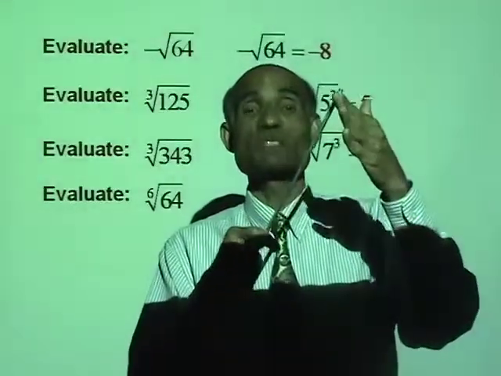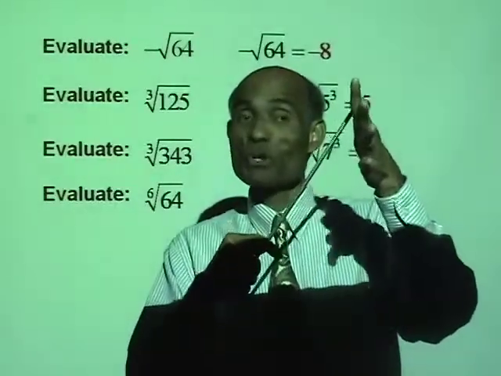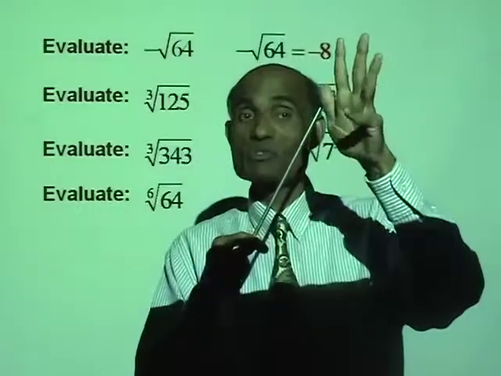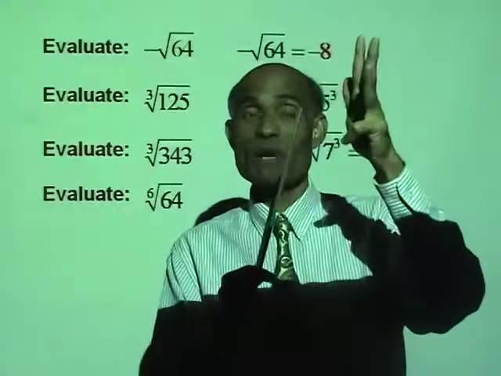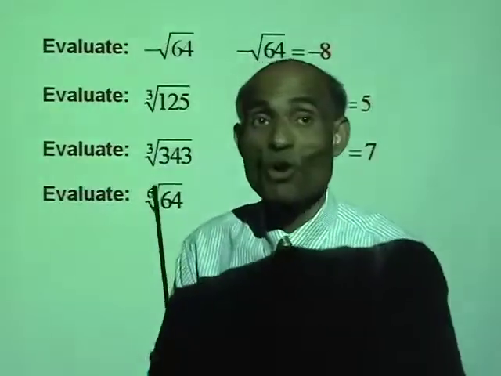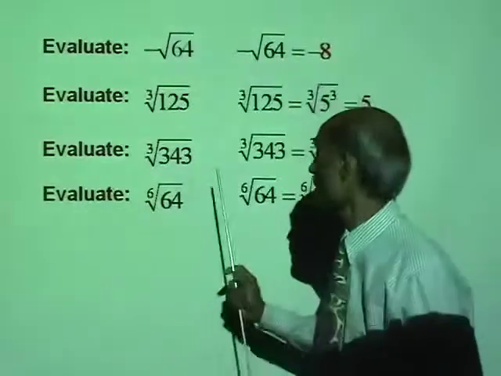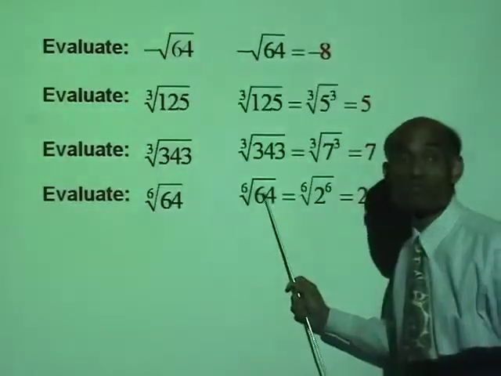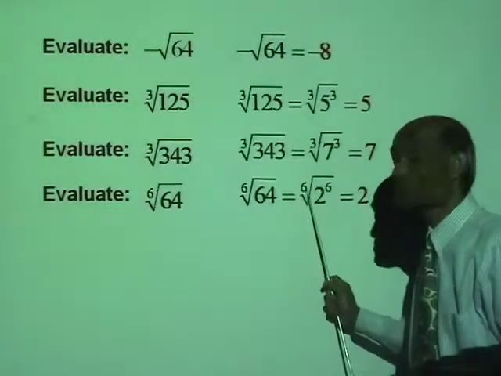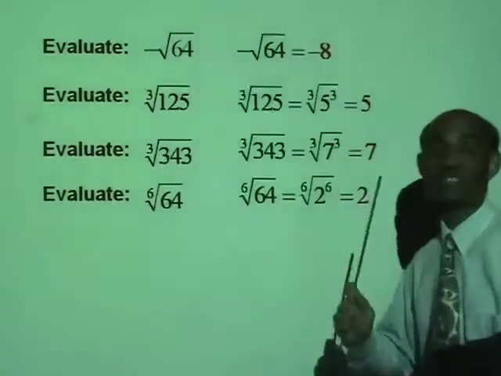8 times 2 is 16. 16 times 2 is 32. 32 times 2 is 64. I multiplied 2 by itself 6 times. So 64 is 2 raised to the power of 6. That's right. So the 6th root of 64 is the 6th root of 2 to the power of 6, and that is equal to 2.